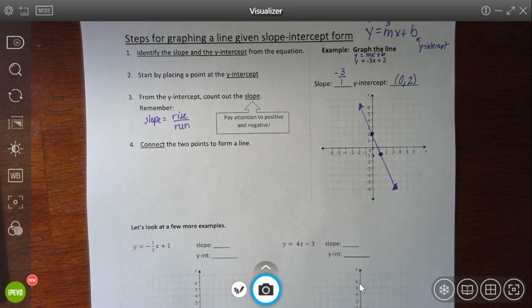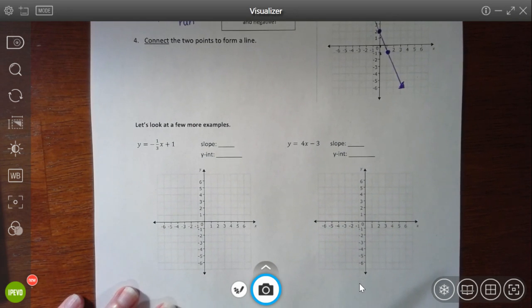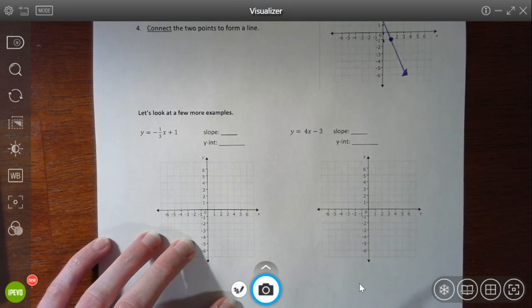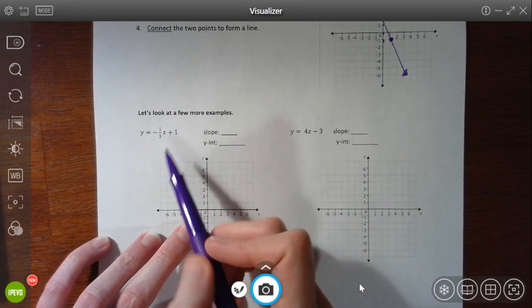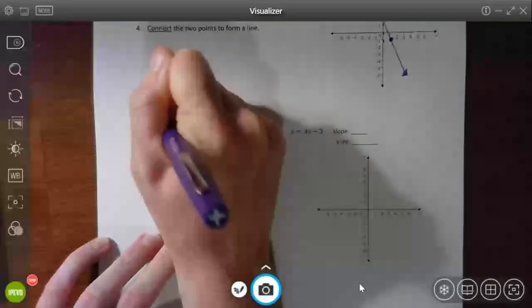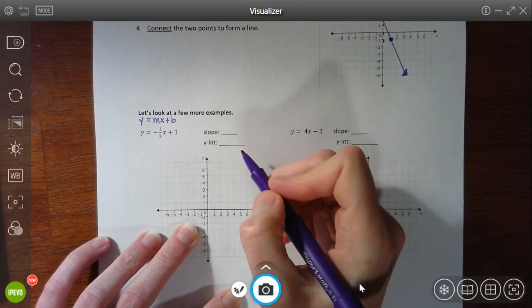Okay? So let's look at a few more examples to make sure we understand what's happening here. So again, as I'm looking through these, if I think about my steps, I'm going to take my equation, and the first thing I'm going to do is identify my slope, again, thinking about y equals mx plus b. So in this example, my slope would be negative 1/3.